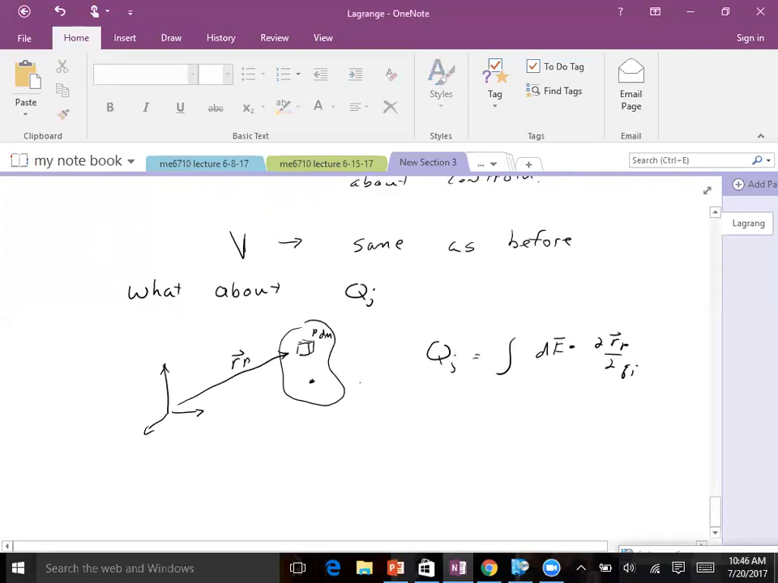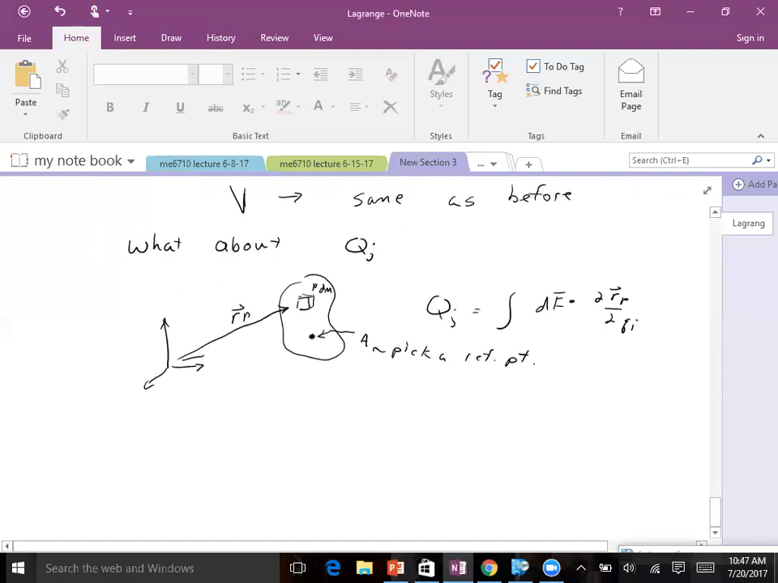Now I'm going to choose a reference point, and this time I'm calling it A. This one does not have to be the centroid. This one can be arbitrary. So I'm not going to use G, I'm going to pick a reference point, which is A. And I'm going to rewrite RP as consisting of two terms, RA and r. So when I do that, I can rewrite Q sub J as the integral df dotted with the partial with respect to qj of my r sub a plus r.